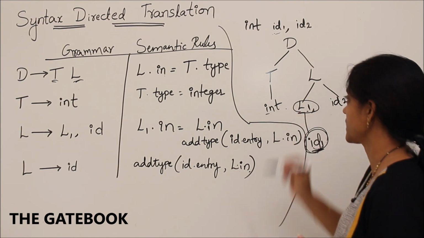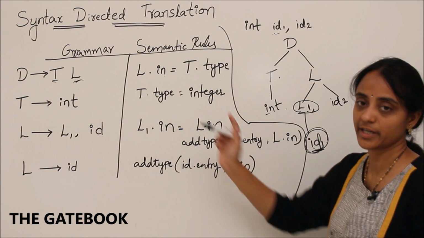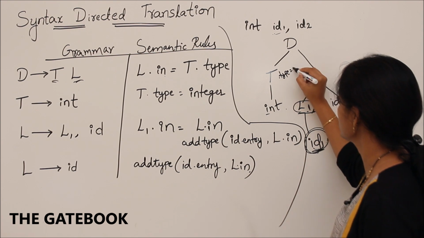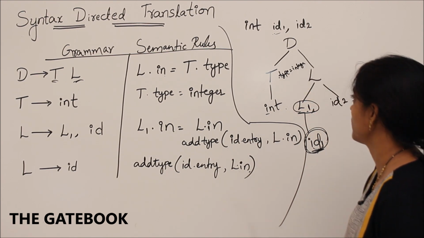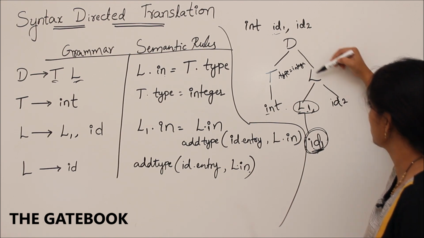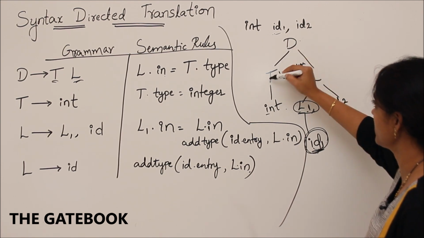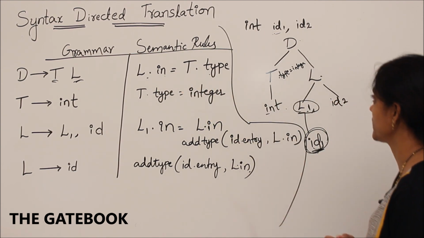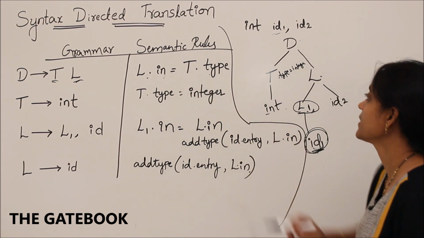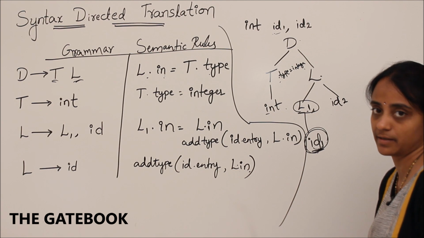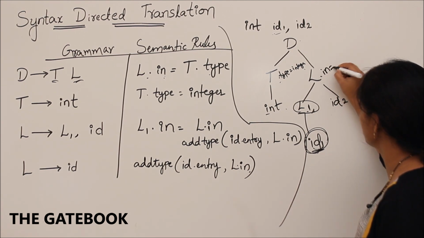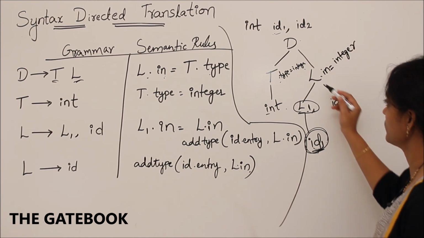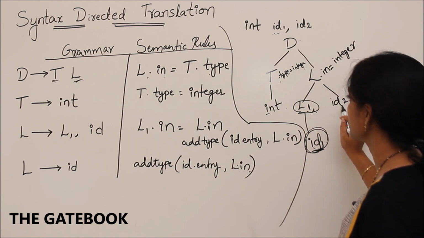So let's start from this again. For T there are no inherited attributes, so we assign T dot type as integer. Now, whenever we replace D with TL, we apply this semantic rule, that is L dot inherited attribute is T dot type. We know that T dot type is an integer, so here L dot inherited attribute will be integer. Correct? Now next we replace L with L1 comma D.